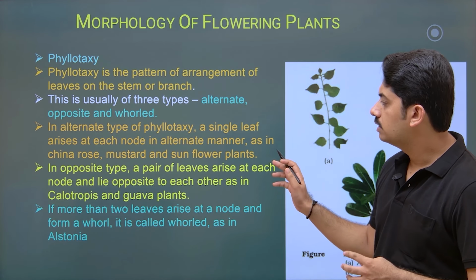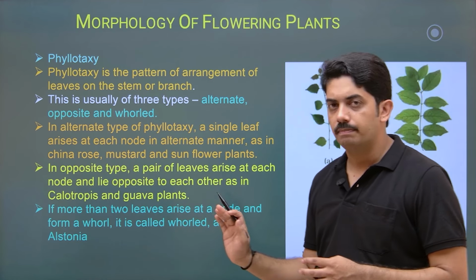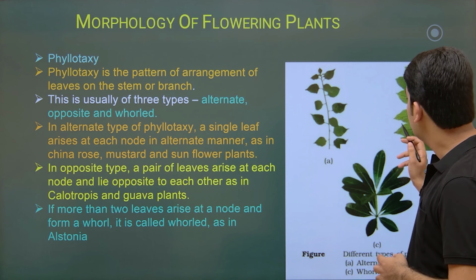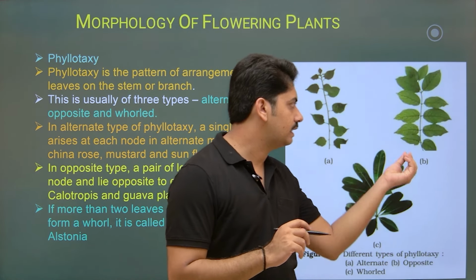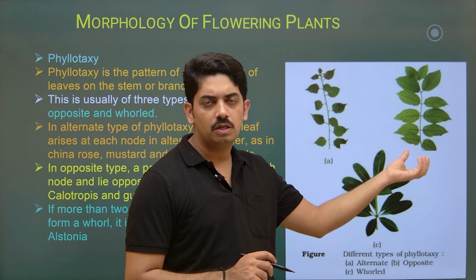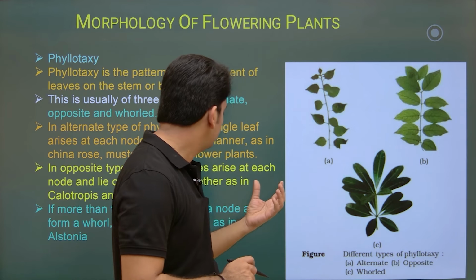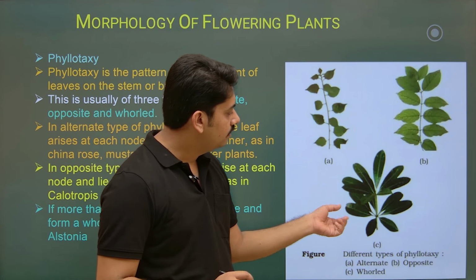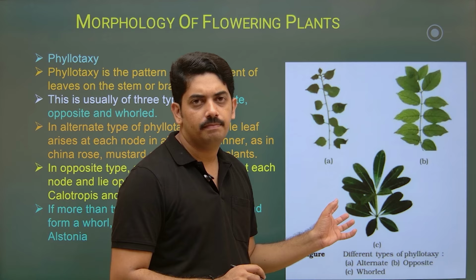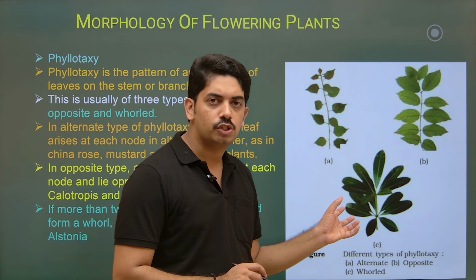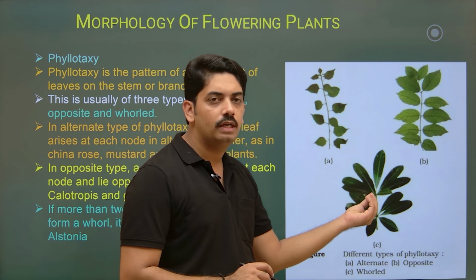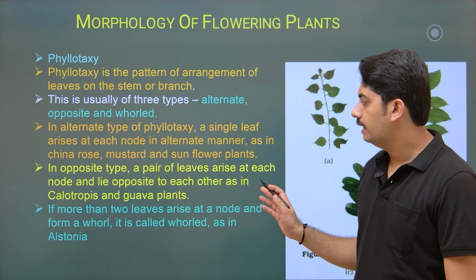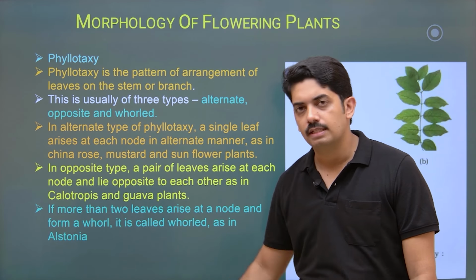It's very common in China rose and mustard plants. Here you can see opposite phyllotaxy, where leaves are arranged on either side of the stem oppositely. Here also we observe acropetal succession. It's very common in plants like Calotropis and Guava. Whorled phyllotaxy is a very unique type. It's observed in the Alstonia plant. Here from one nodal region, many leaves originate in all directions. So that is what we call whorled phyllotaxy. Example is Alstonia.